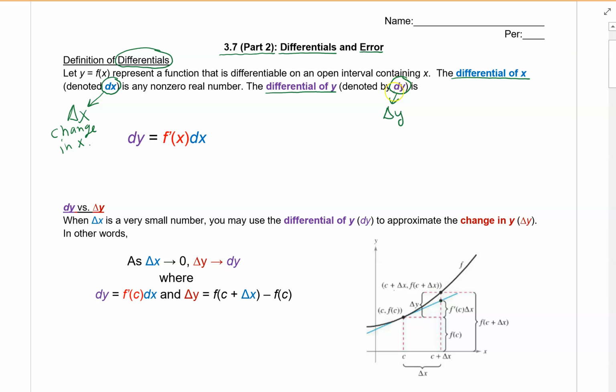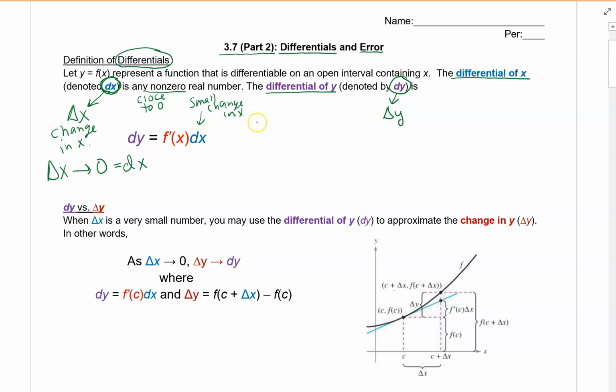So for dy, we're going to use this formula right here. The differential of y is equal to the derivative of f times the differential of x. And this is for a very small change in x, a change in x that's almost zero. So it's non-zero, but it's very, very close to zero, which is why we're going to call it dx. We're going to think of it as delta x approaching zero and is therefore equal to dx, so to speak. Okay, so where does this come from?